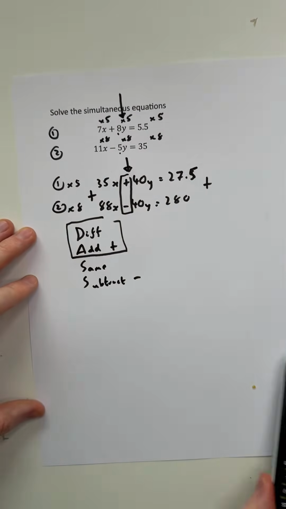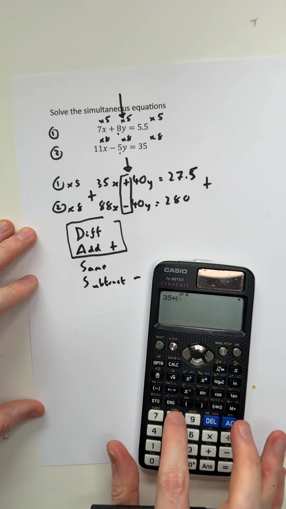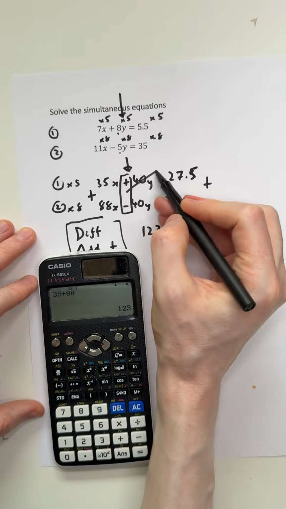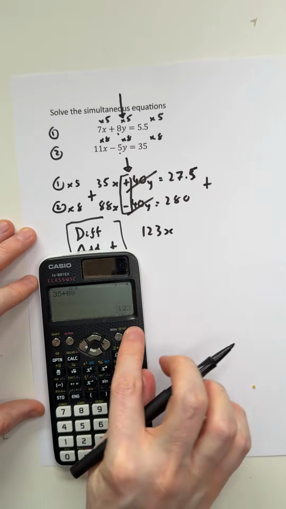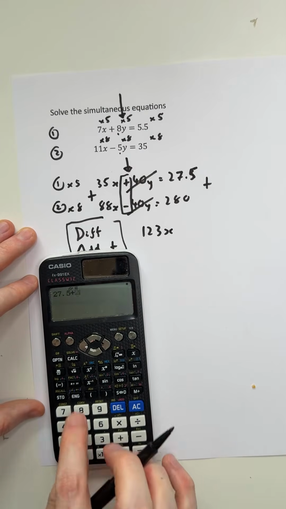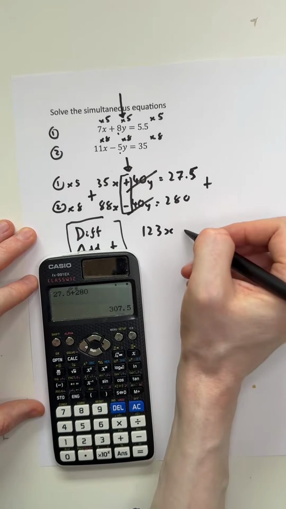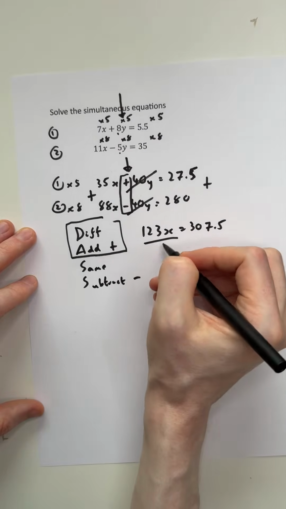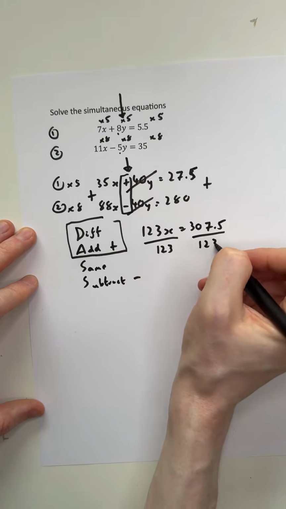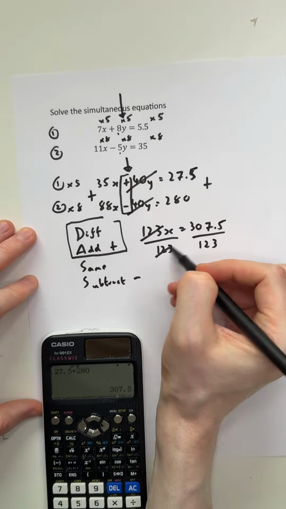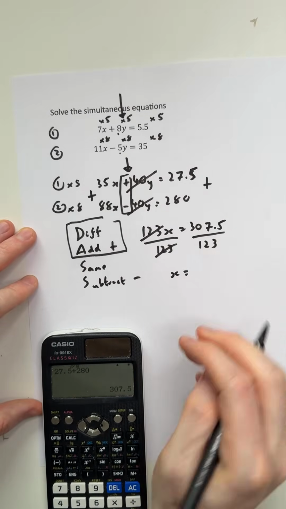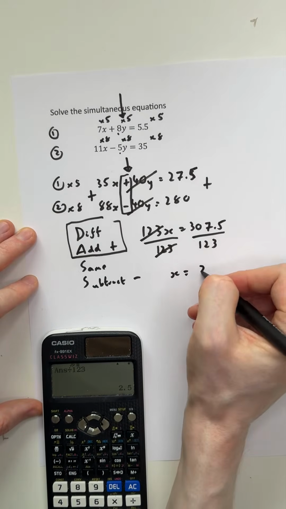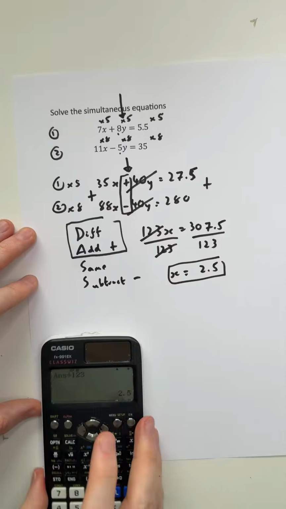So 35 plus 88, put in a calculator, that'll give us 123 lots of x. 40y subtract 40y will cancel. And on the right, 27.5 add 280 gives you 307.5. The opposite of times by 123 is divide both sides by 123. 123 over 123 will cancel, so we have x. On the right, 307.5 divided by 123 gives you 2.5. So x is 2.5.